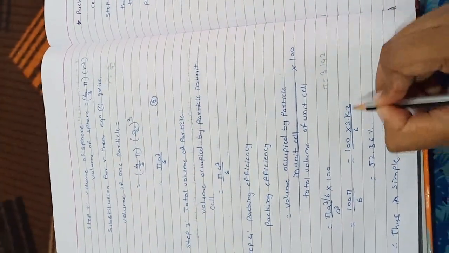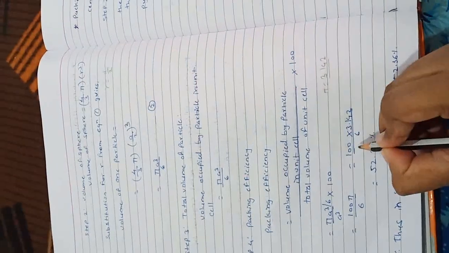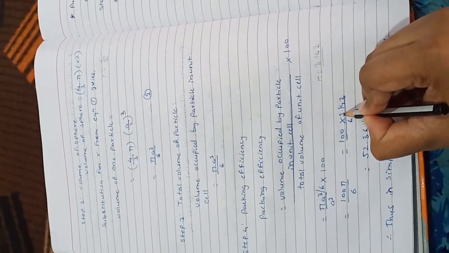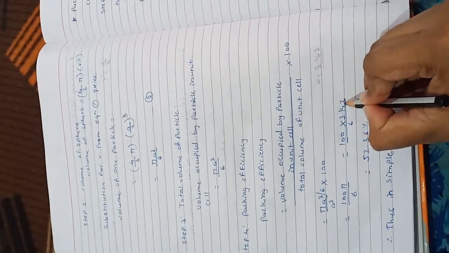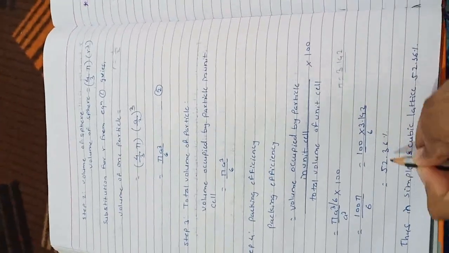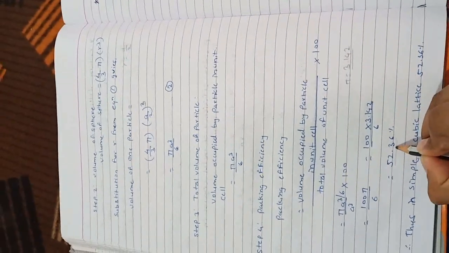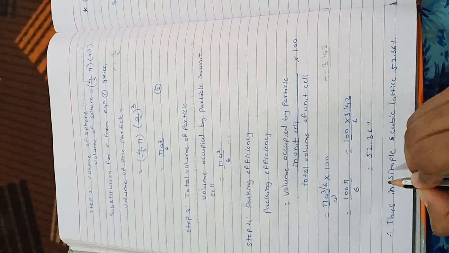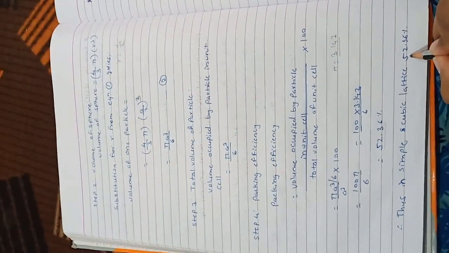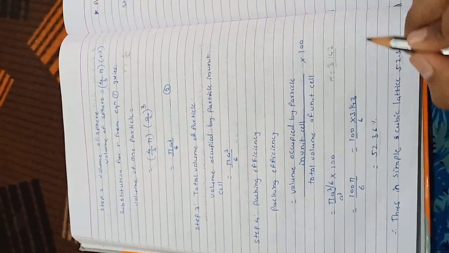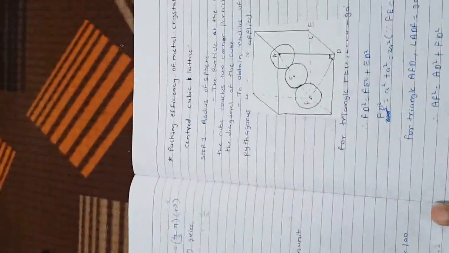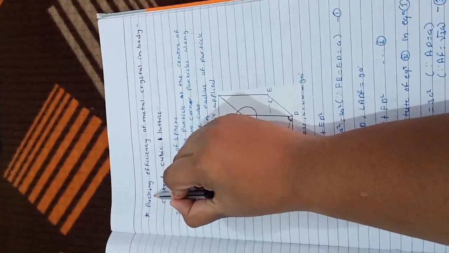So pi equals 3.142. This value is constant. So 100 into 3.142 divided by 6 equals 52.36%. This is the packing efficiency of the simple cubic lattice, 52.36%.